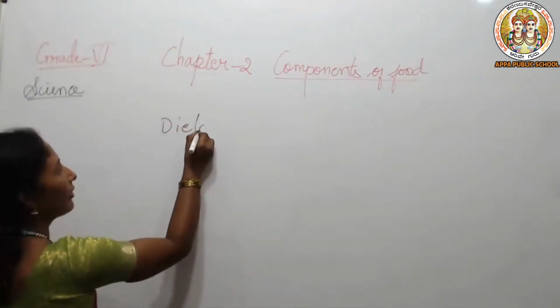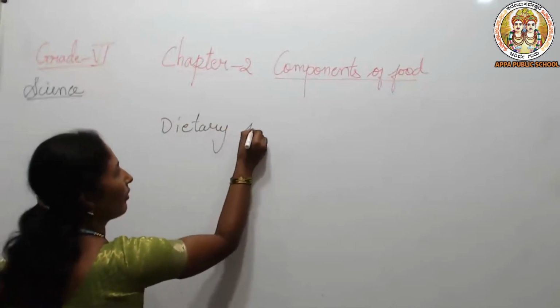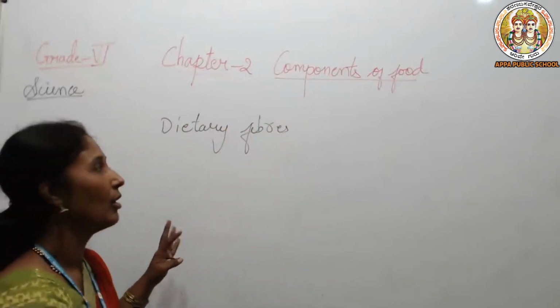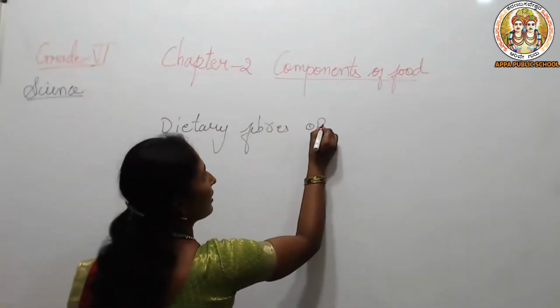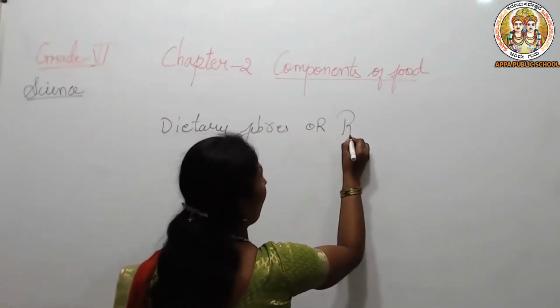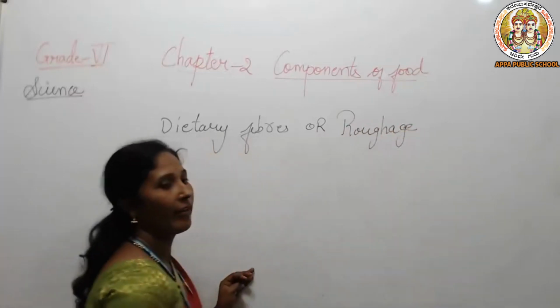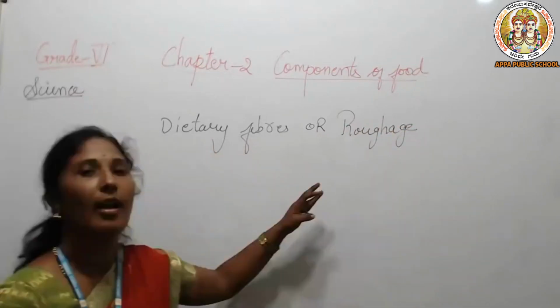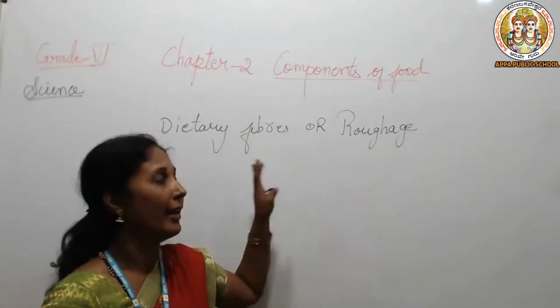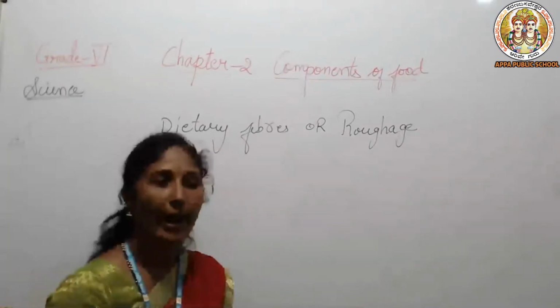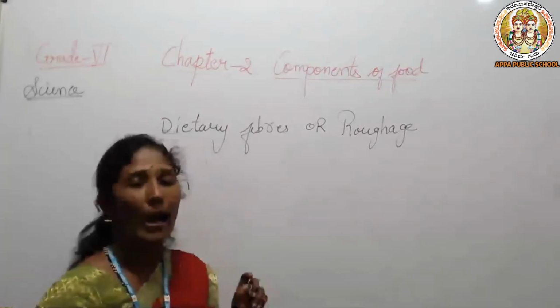Next, dietary fibers. Dietary fiber is also called roughage. Dietary fiber is not a nutrient, but our diet should contain dietary fiber. Why do we want dietary fiber?